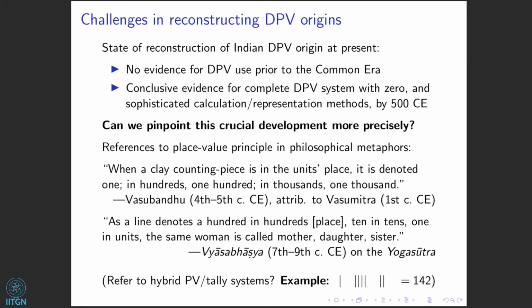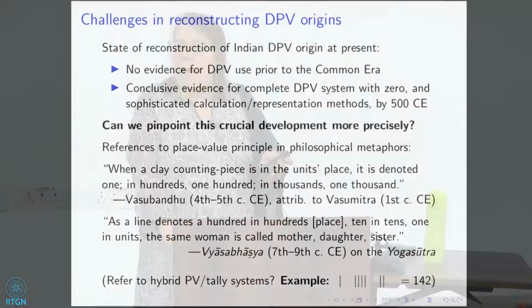That is, when a clay counting piece is in the units place, it's denoted 1, in the hundreds place 100, in the thousands place 1,000. And this is actually picking up on the topic of the abacus that was mentioned earlier, because this system of place value counting pits, into which you put a number of tokens to represent how many units, how many tens, hundreds, or thousands you have, is in fact mechanically equivalent, or computationally equivalent, to the abacus devices that we were talking about.